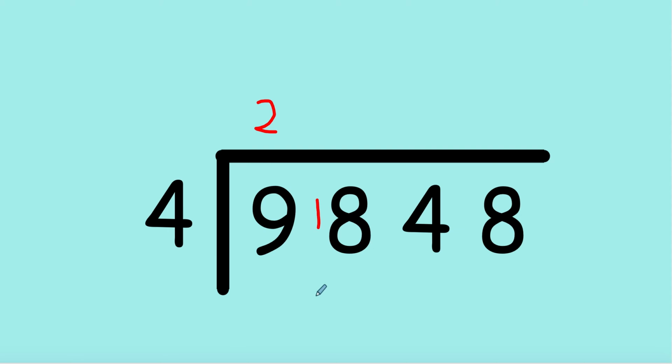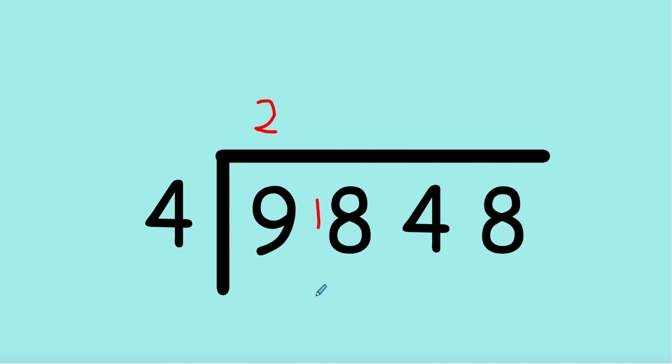So again, I'm going to count in 4s till I get to 18 or above. So I'll be going 4, 8, 12, 16, 20. Now the problem I've got now is that 20 is too big. So I knock one off and I'm left with 4 times 4, which is 16.